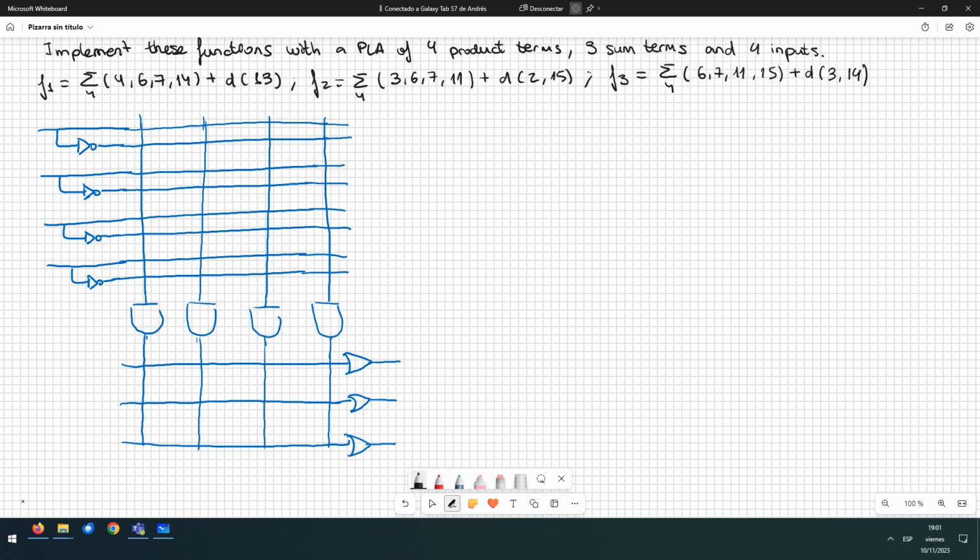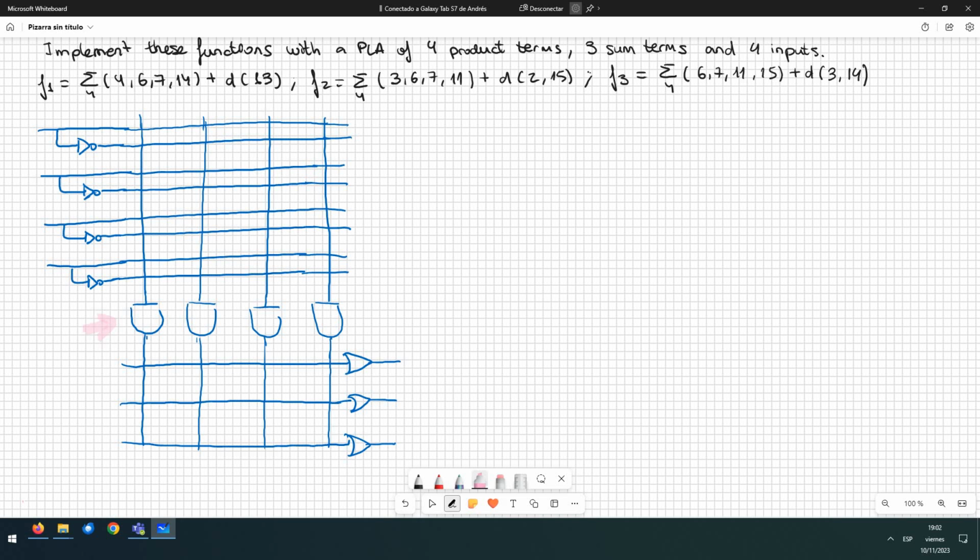So in this exercise, we have to use a PLA, that is a programmable logic array, to implement several functions. The PLA has several characteristics: we have 4 product terms. It means that we can build a maximum of 4 product terms. So we have here 4 AND gates to build the product terms.